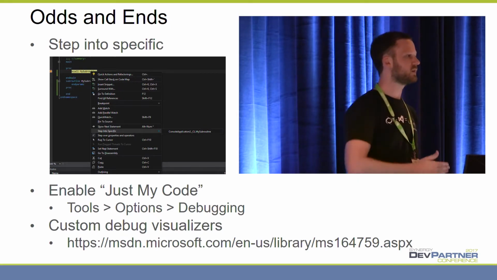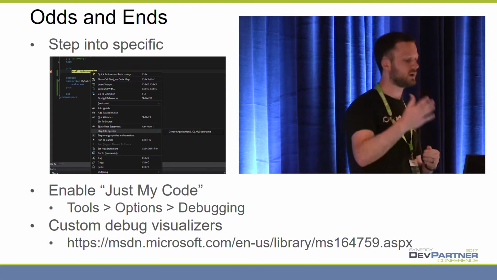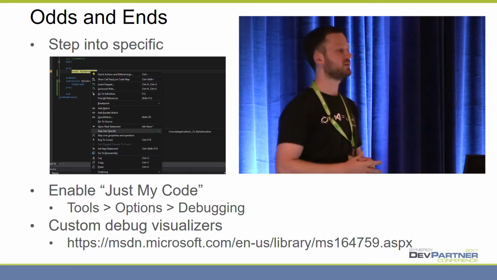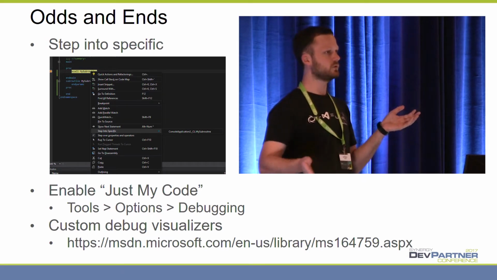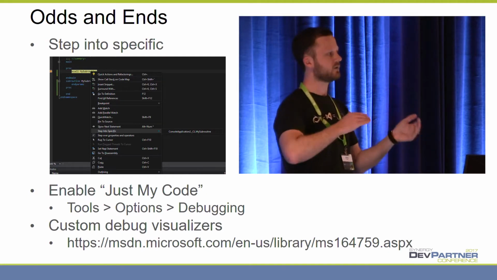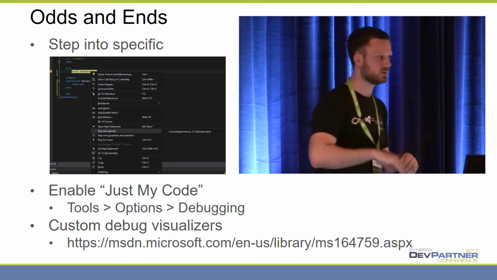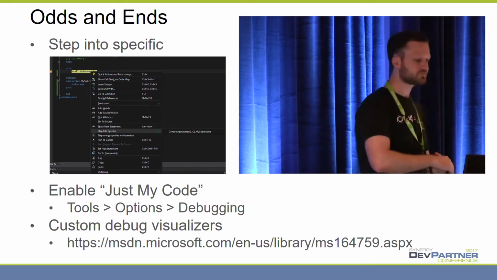If you're stopped on a line that has multiple method calls on it, you can just right-click and say step into specific. It will show you all of the method calls, and it lets you choose which one you actually want to step into. So you don't have to go in and out and in and out all over the place in your call stack. It just makes life a little bit easier.